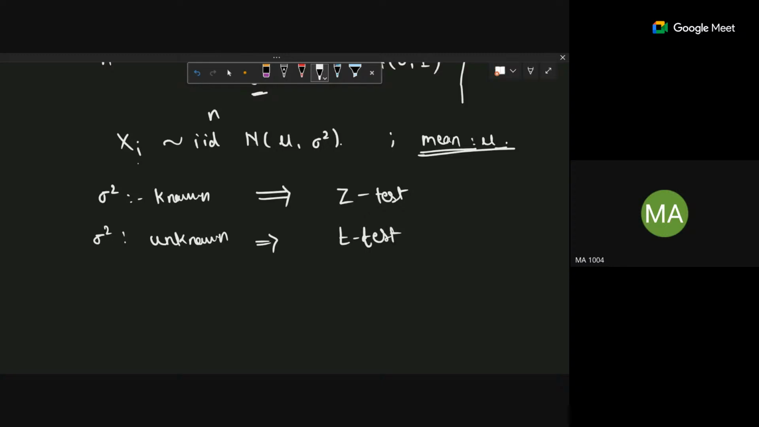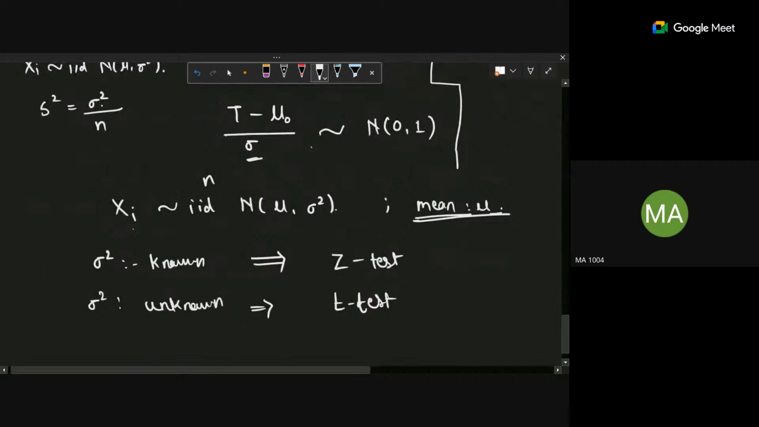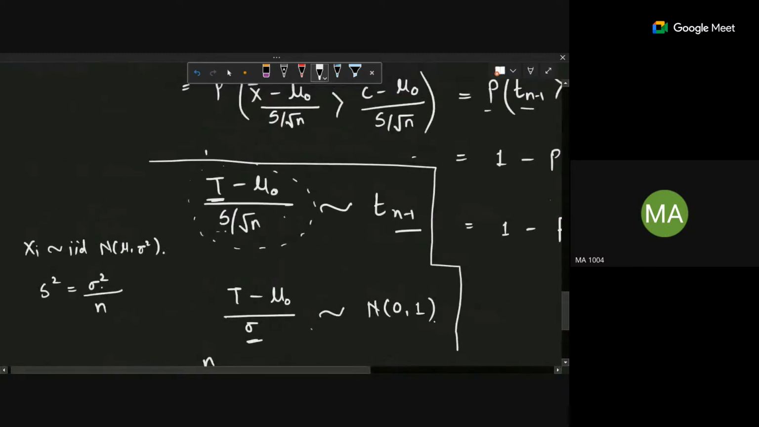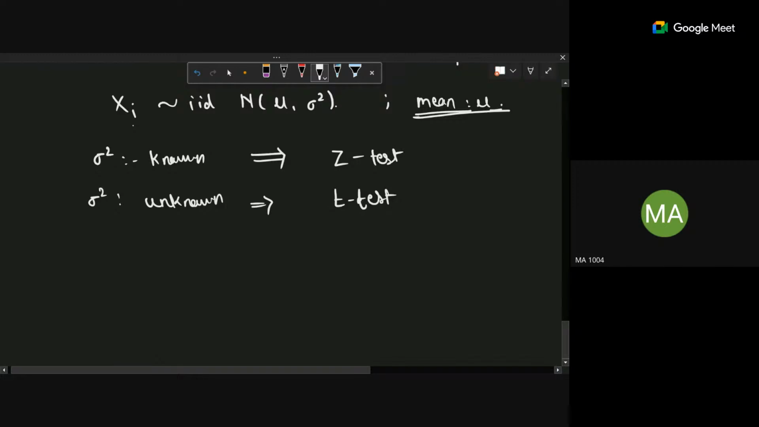The difference between why it is a Z test and why it is a T test is this one. Whenever we go for the Z test, we know the sigma, so X bar will follow a normal distribution with mean 0 and variance 1. That is also known as the Z distribution, so we say it is a Z test. But in the second case, when the population variance is unknown, we replace it by the sample variance and divide by square root n. That random variable will follow a T distribution, so we say it is a T test. That is the only difference. Now coming back to the degree of freedom things.